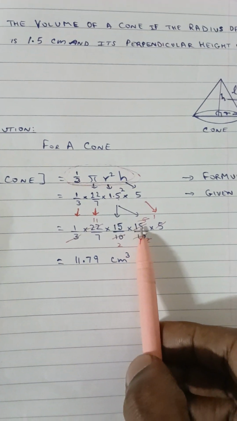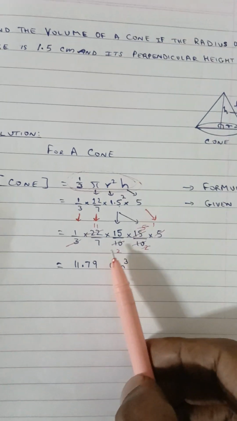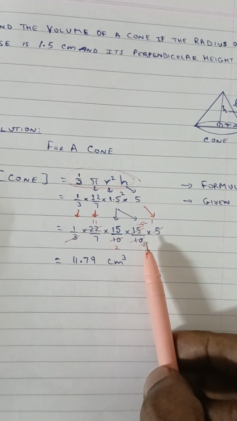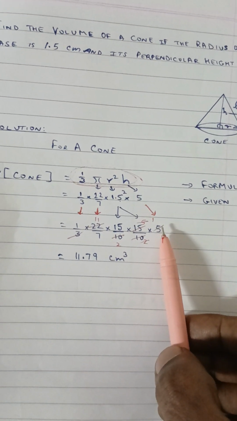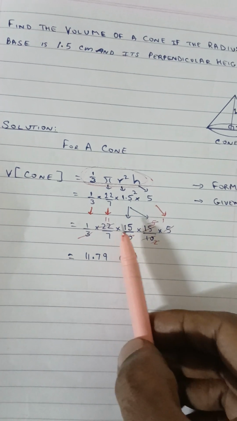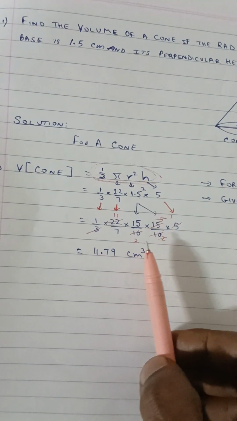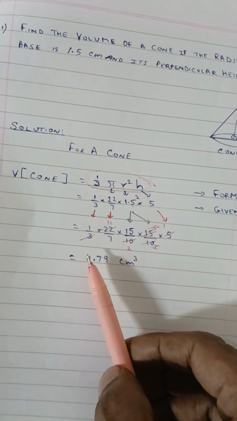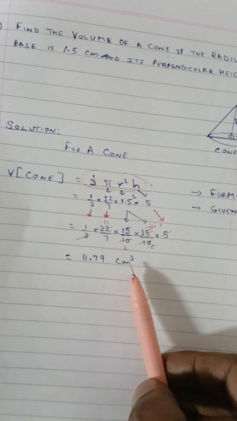3 1s are, 3 5s are. 5 1s are, 5 2s are. 2 1s are, 2 11s are. 2 1s are, 2 11s are here. Okay. So left is 11 into 15 into 11 into 15, that is upon 7 into 2. That will give me 11.79 centimeter cube.